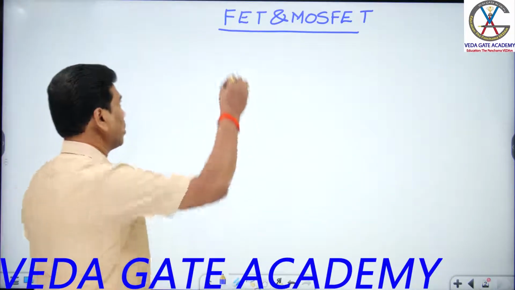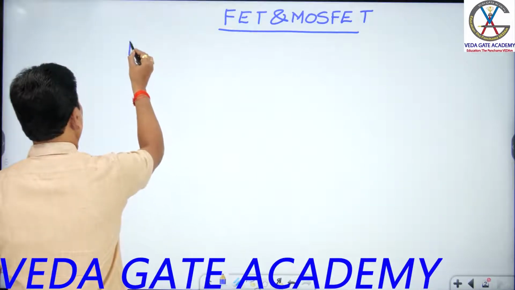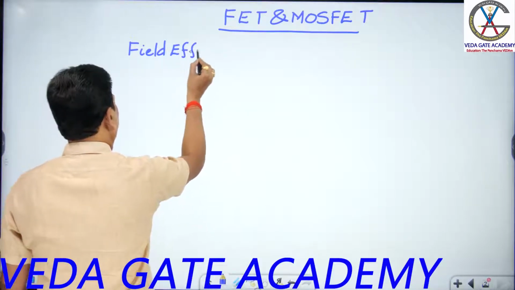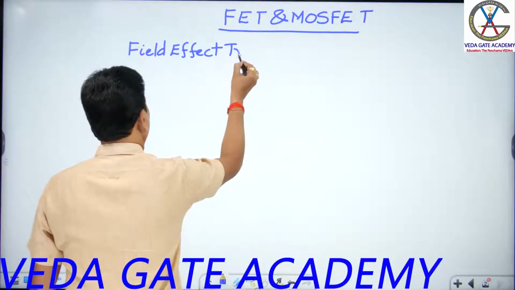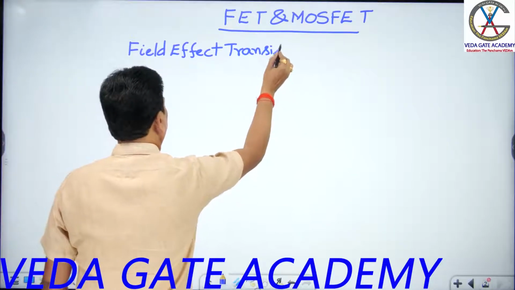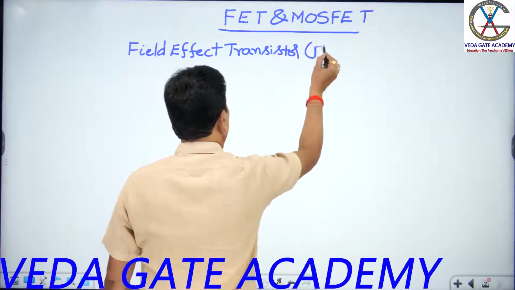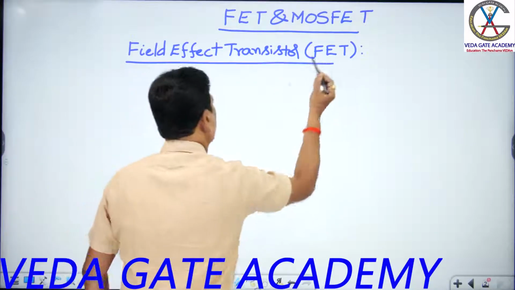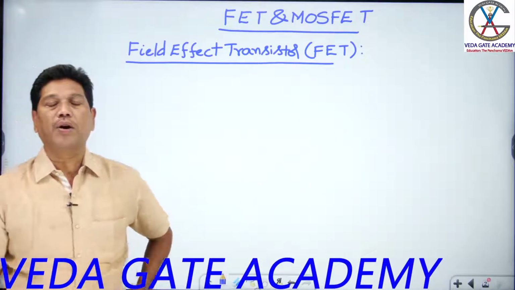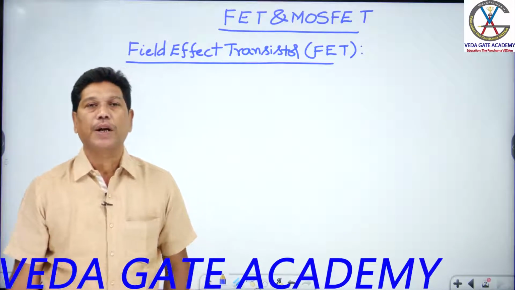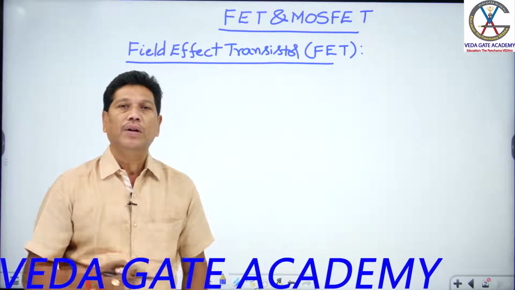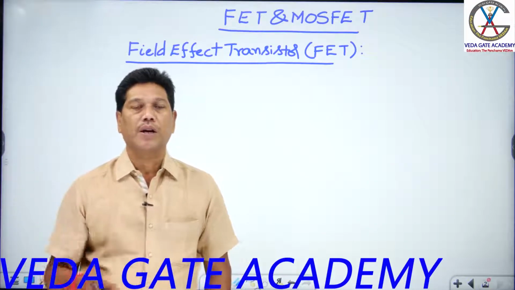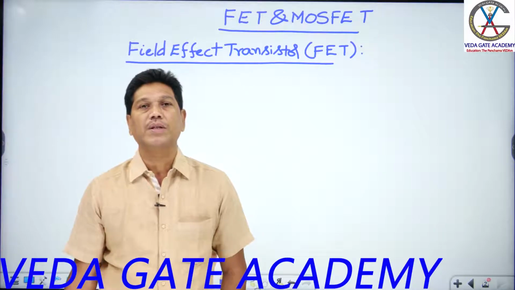So first you can check out the field effect transistor, students. Field effect transistor, first you can discuss. This is called FET. Like a BJT, FET is a three-terminal device, as you already know. This FET is made of silicon, whereas BJT is made of germanium or silicon. So FET is made of silicon.